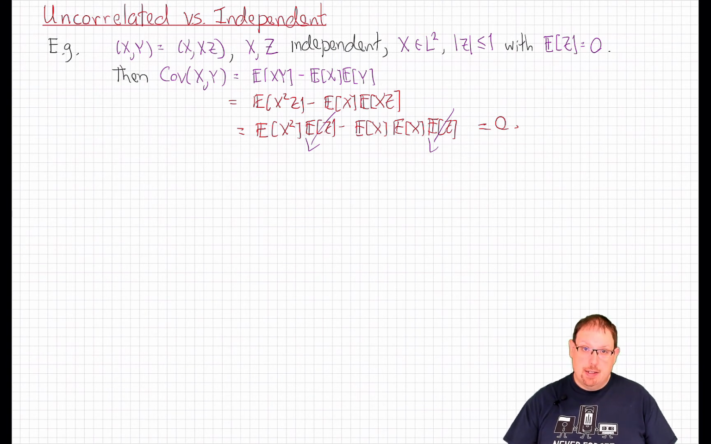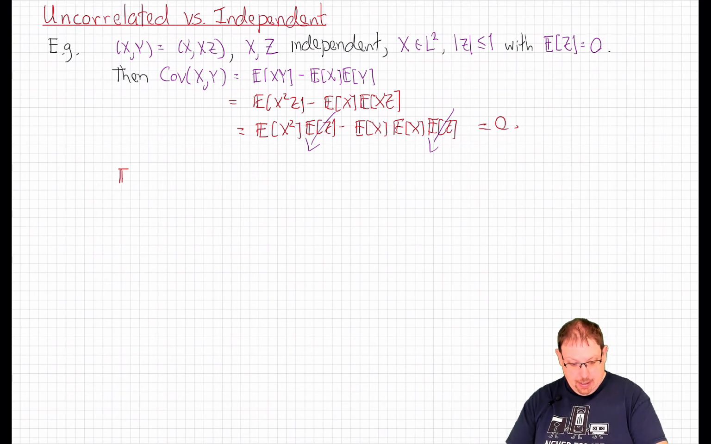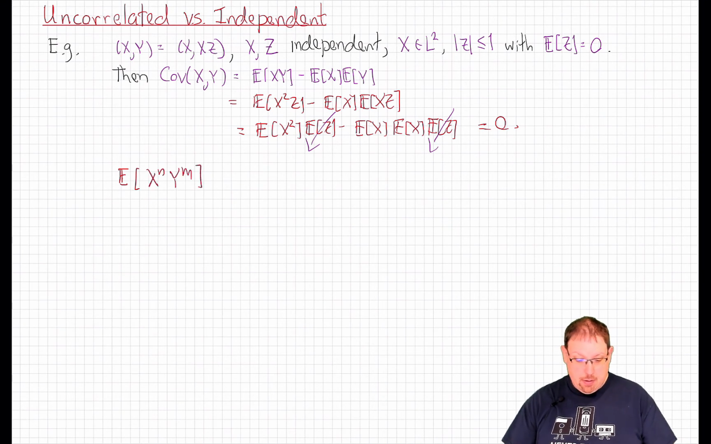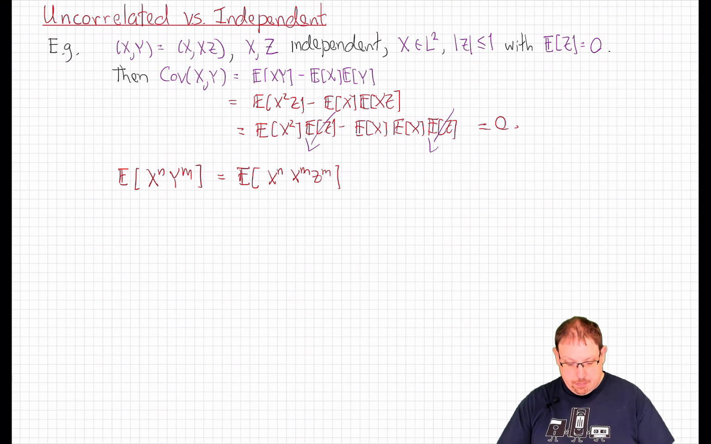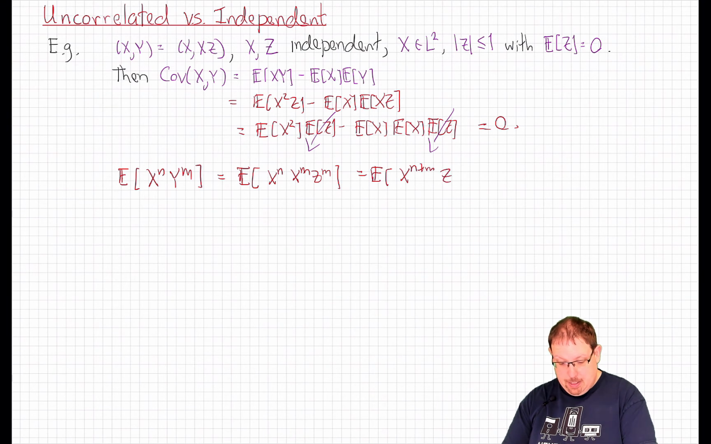But are they independent? Well, let's take this a little bit further. Let's try to calculate the expected value of x^n y^m for some powers n and m. Well, we don't know that we can actually define that. X^n times y^m may not be an L1 random variable. So we'll make some assumptions that will allow all the calculations to be justified here in a second. But let's just do this the way we know it will have to work if everything is well defined. This is just the expected value of x^n times x^m z^m, which we can recombine as the expected value of x^{n+m} z^m.